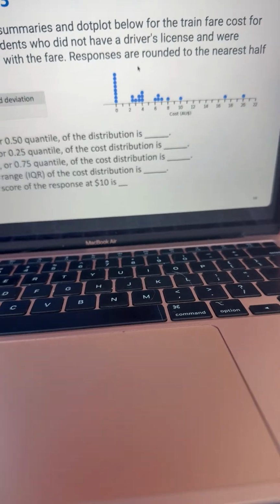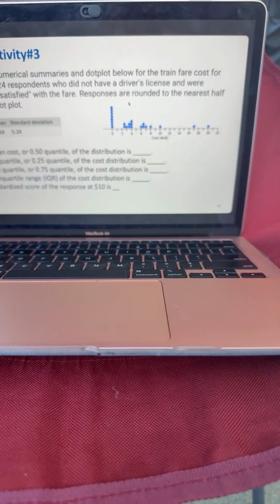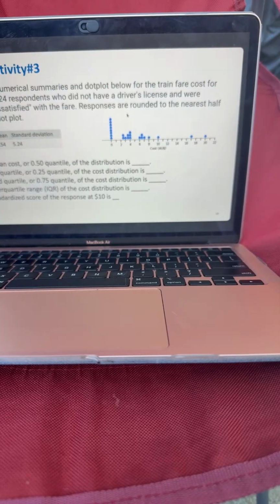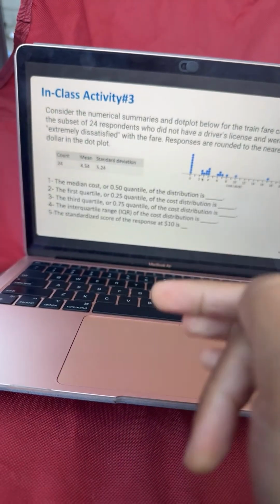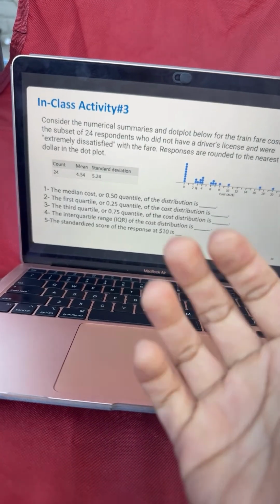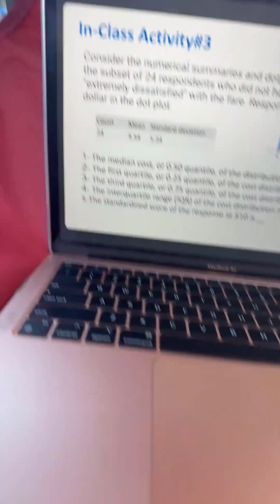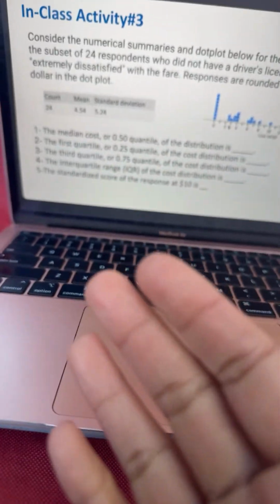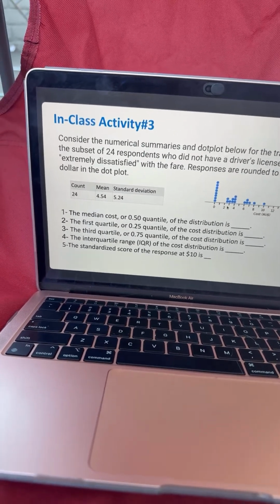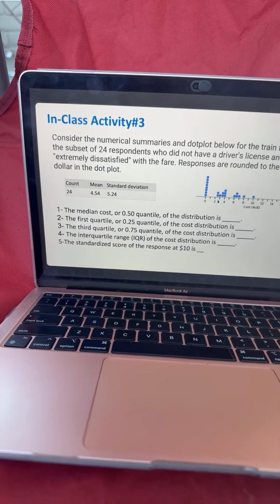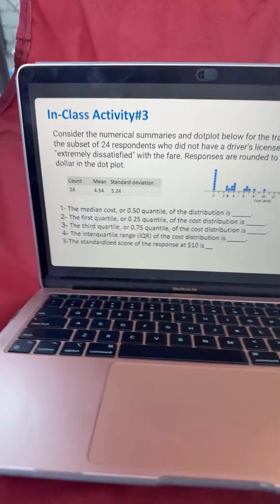The first quartile, or 0.25 quantile, is 25, maybe. If you divide 24 by 4, you get 6. So the first quartile is 0. The third quartile: 24 divided by 4 is 6, and 6 times 3 is 18. So the 18th one, right?